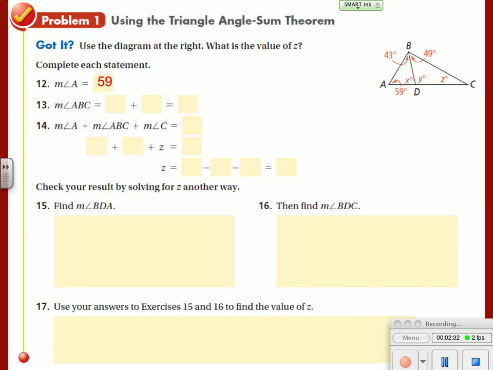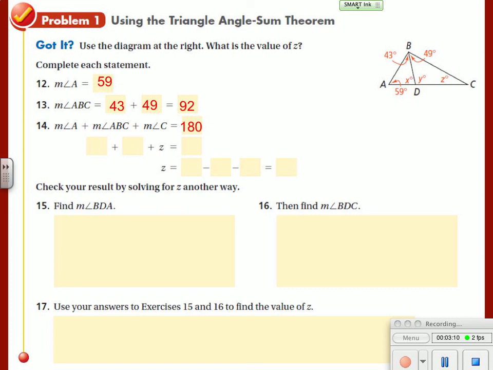So we're going to look at the diagram at right, and we're going to find the value of Z. The measure of angle A is given as 59. The measure of angle ABC is 43 plus 49. We add the two angles together, and we get 92. So BD is a segment that cuts into the angle, so we can use the angle addition postulate to add those together, and get 43 plus 49 equals 92.